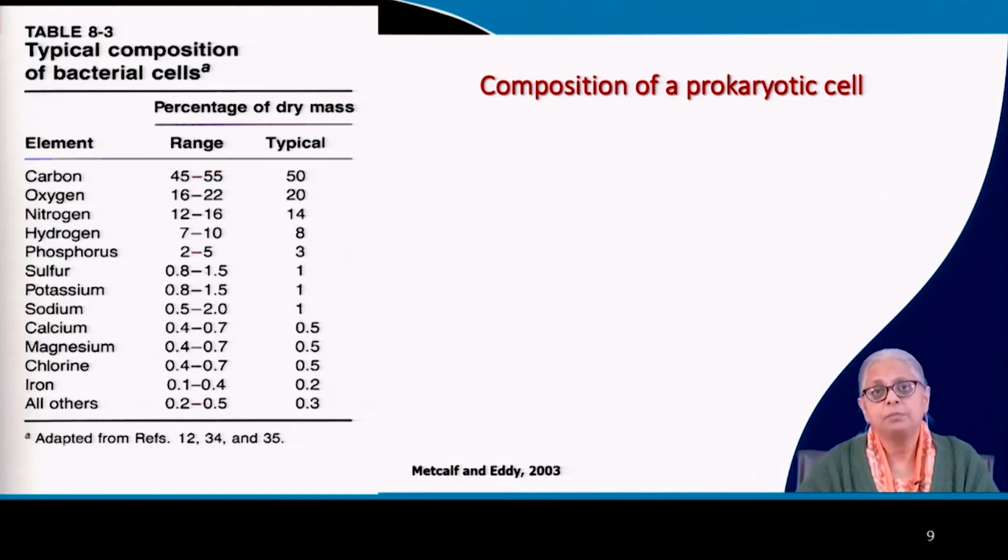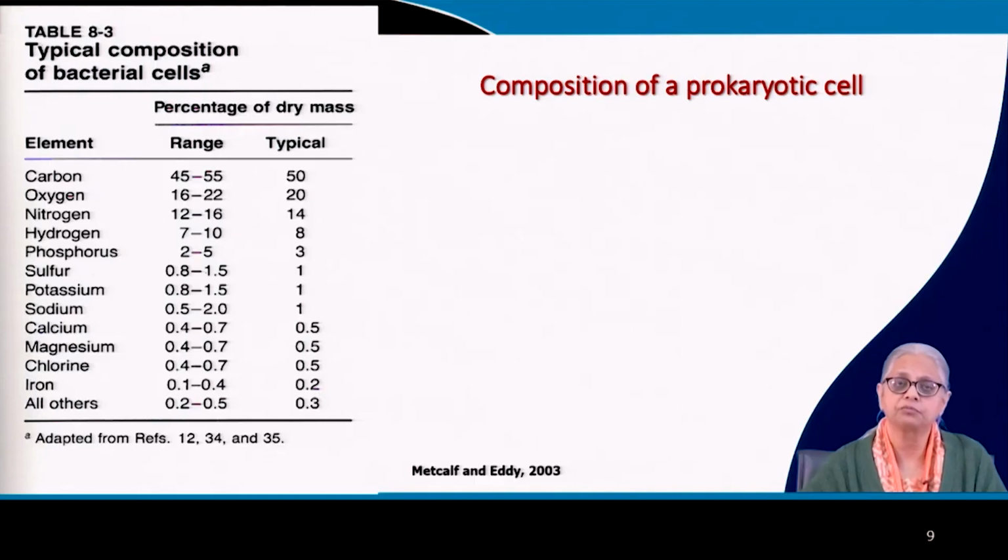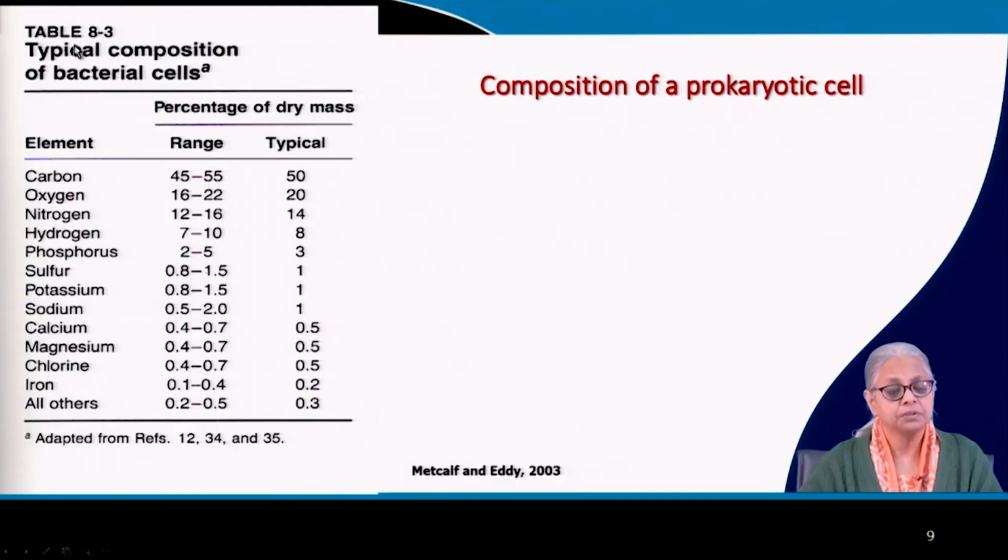What about the elemental composition? So from an engineering perspective, it's often very important for us to know the elemental composition of a cell. And this is from another textbook that we use for wastewater engineering. So this is the typical composition of bacterial cells. So carbon is about 50% of the dry weight.